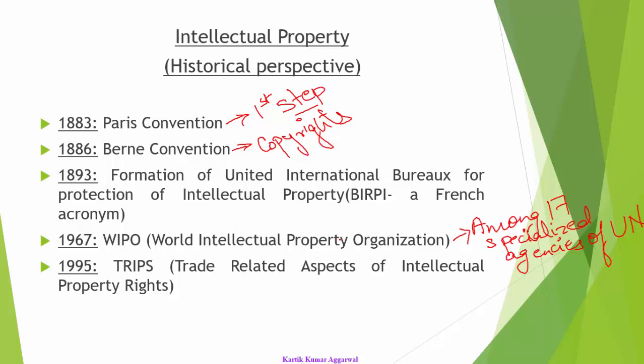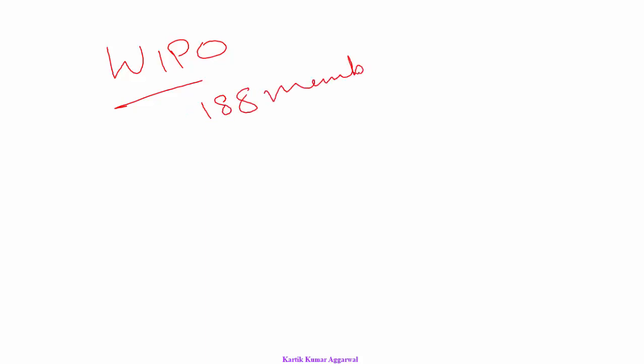You would be amazed to know that it is one of the 17 specialized agencies of the UN. At present, WIPO has 188 member states and administers 26 international treaties.